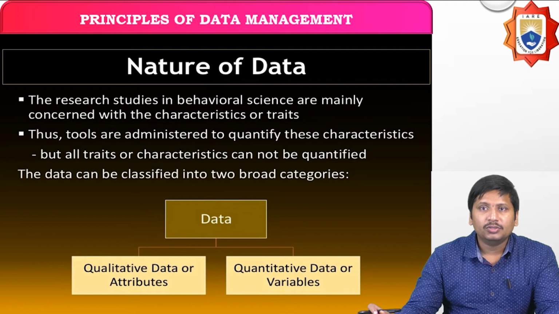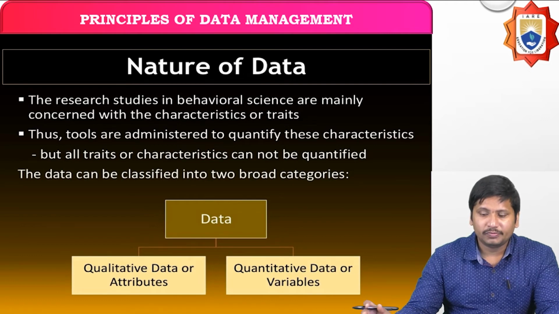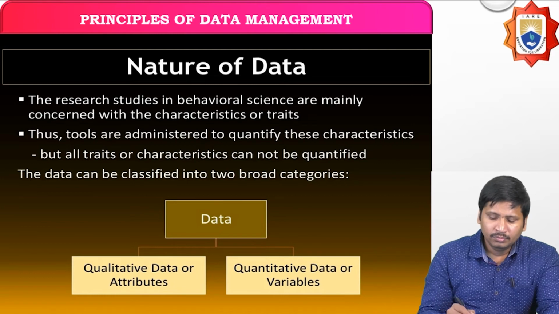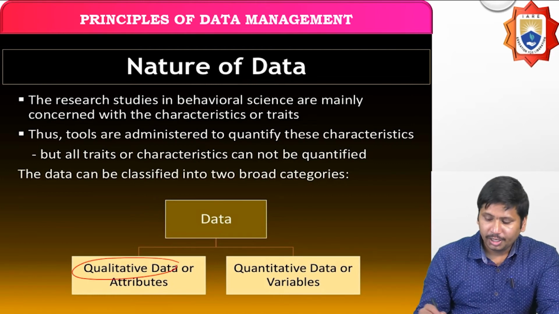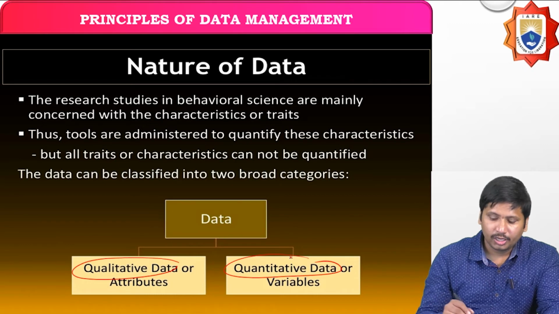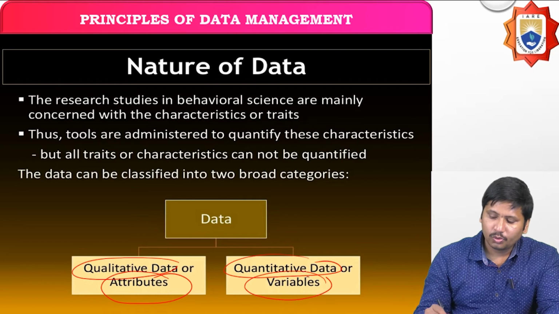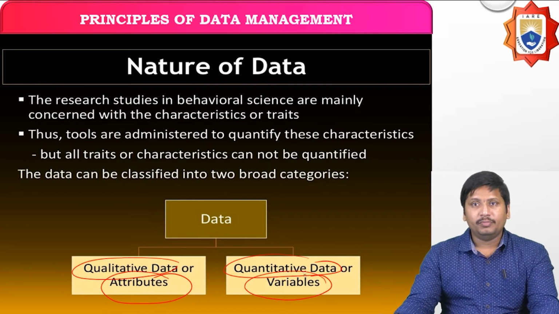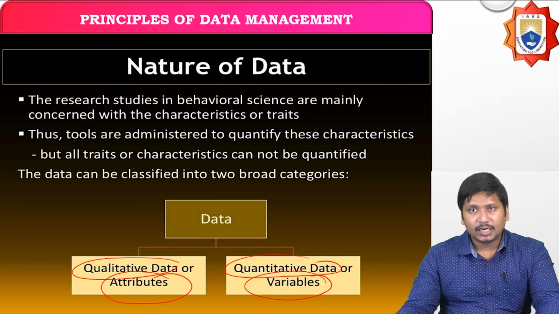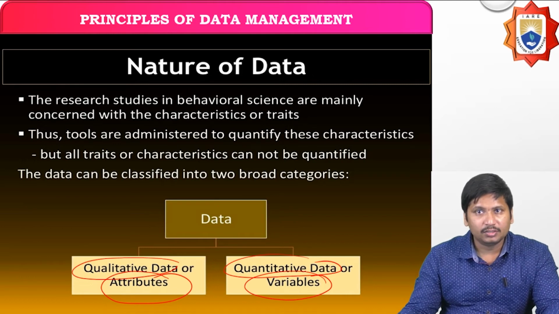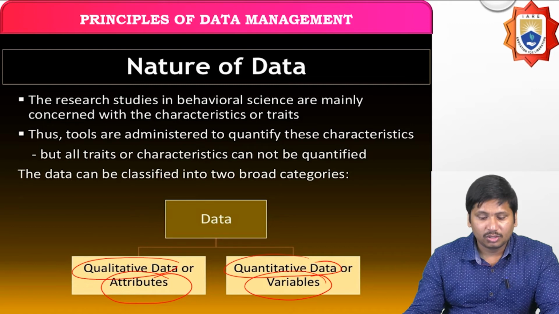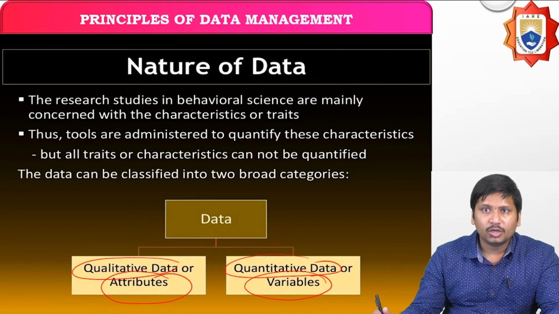Nature of data. Normally data is classified into two types: qualitative data and quantitative data. Qualitative is defined based on attributes, whereas quantitative is defined based on variables. Research studies in behavioral science are mainly concerned with characteristics or traits, and tools are administered to quantify these characteristics, but not all traits or characteristics can be quantified.